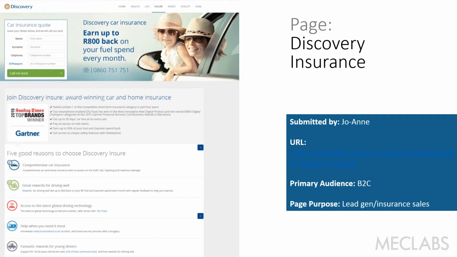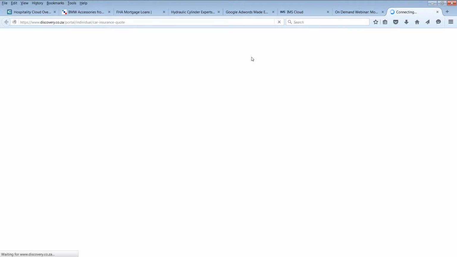Quick, looking at this page right now, Discovery Insurance, B2C company, they're trying to do some lead gen around insurance sales. We can see the lead gen in the form on the page. Brent, go ahead and pull up the page on the screen for us.